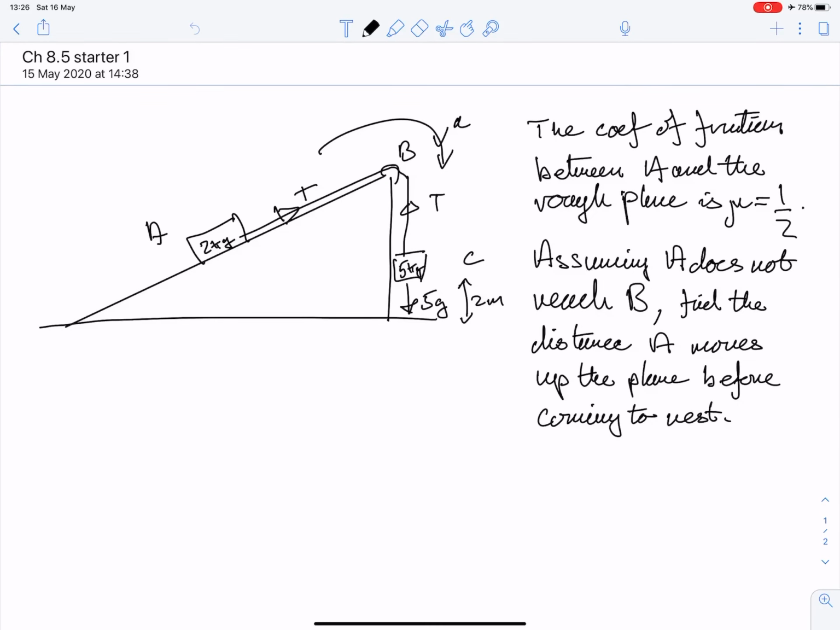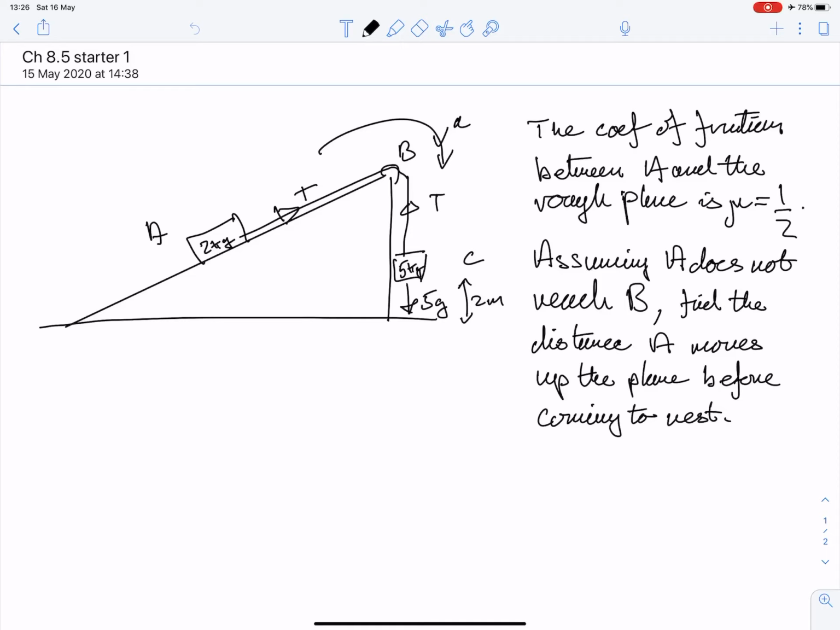Okay, so here we go with chapter 8.5, starter 1. There's only 2 starters with this little exercise because this first one is quite lengthy. I want you to read through the question, or I'll read it through for you in a moment, but I want you to then come up with a plan, check that your plan is appropriate before then trying to do the question. Okay, so what we've got is a set of connected particles, string is light and inextensible as usual.